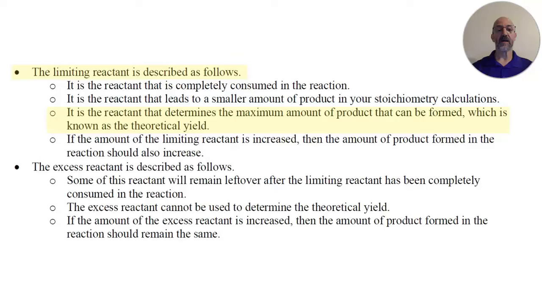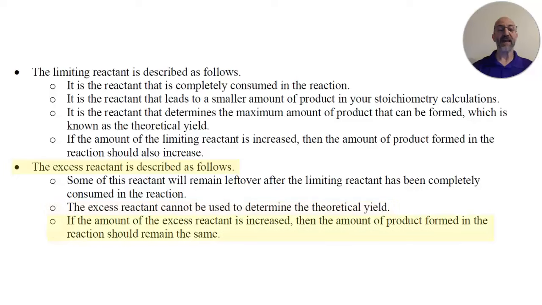It is the reactant that determines the maximum amount of product that can be formed, which is known as the theoretical yield. If the amount of the limiting reactant is increased, then the amount of product formed in the reaction should also increase. The excess reactant is described as follows. Some of this reactant will remain left over after the limiting reactant has been completely consumed in the reaction. The excess reactant cannot be used to determine the theoretical yield.